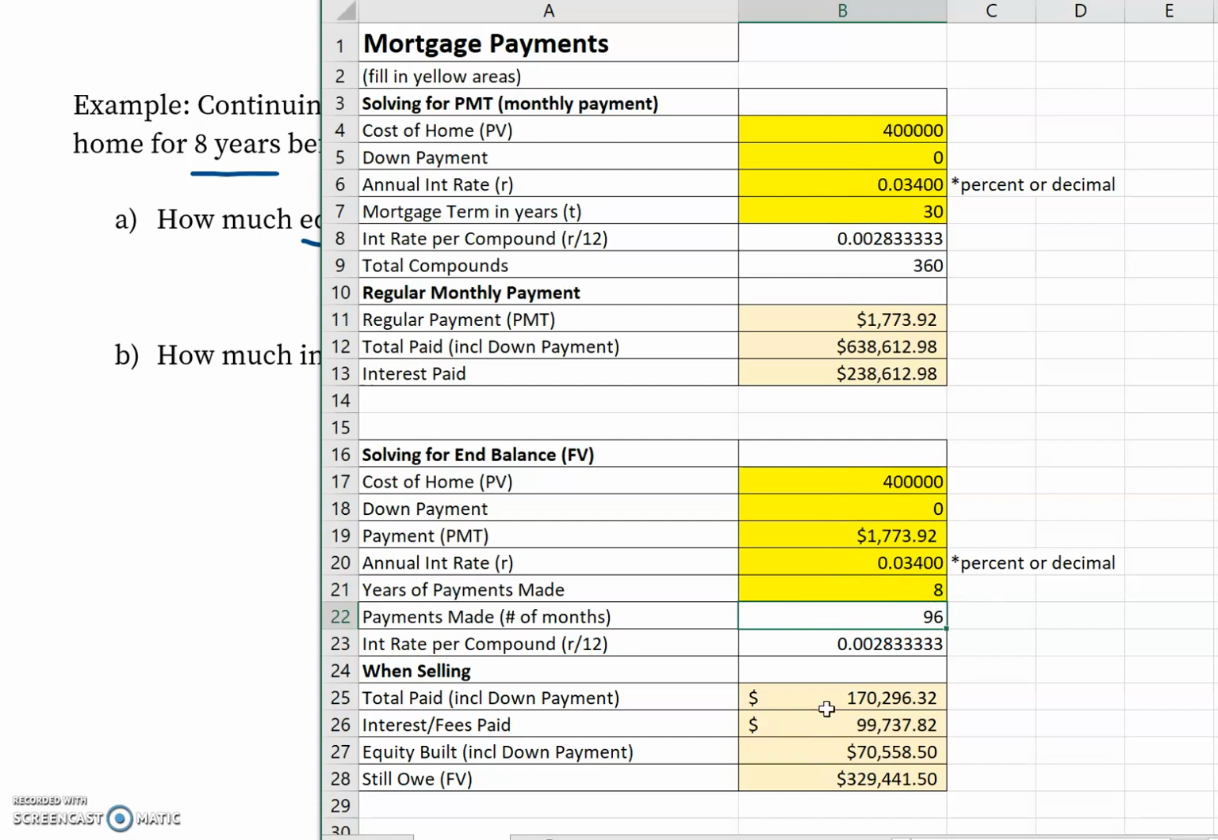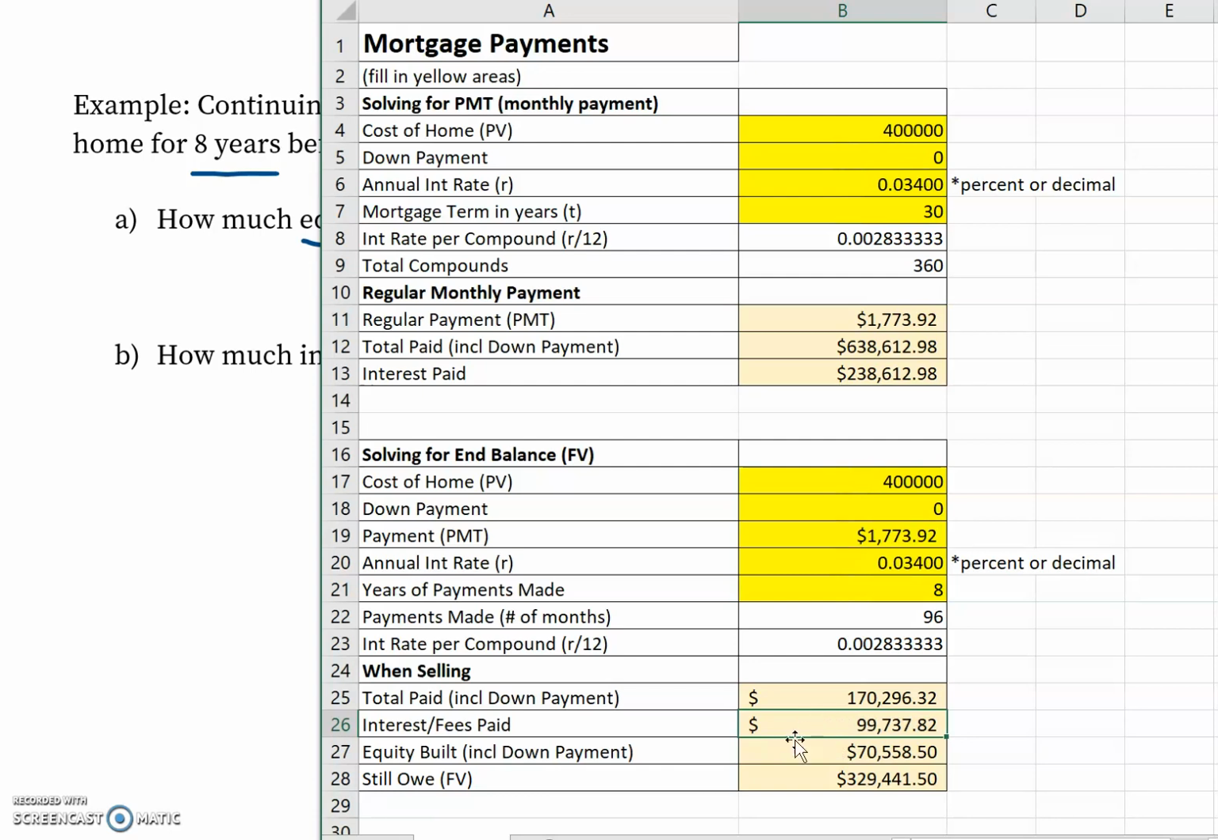During this time, we got a bunch of stuff going on down here. So what has happened? Well, we paid a total during that time of about $170,000. That's how much we paid. But remember, that's not all going against the value of the house. A lot of that is interest. In fact, almost $100,000 of that, more than half of it, goes to interest.